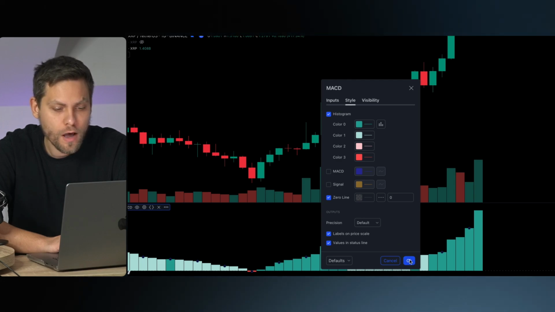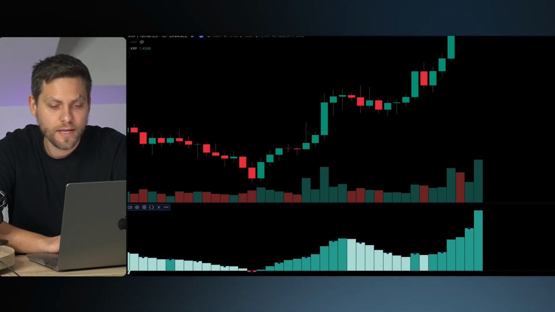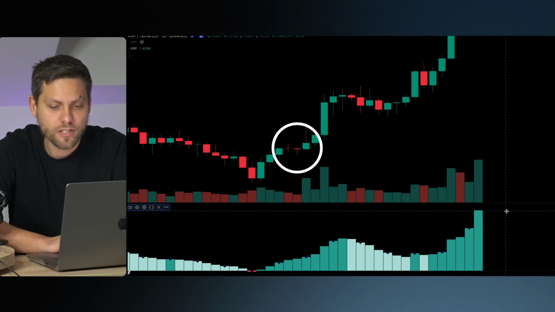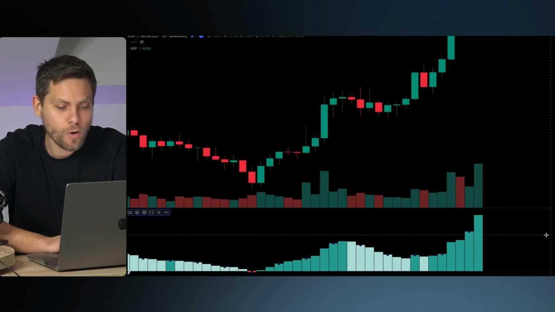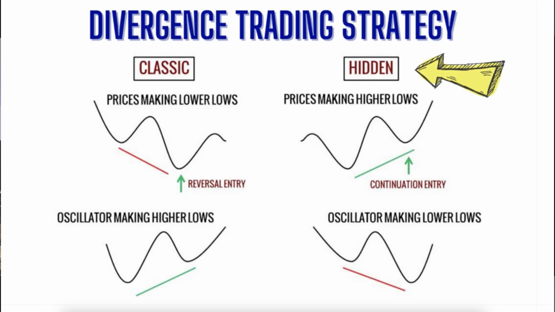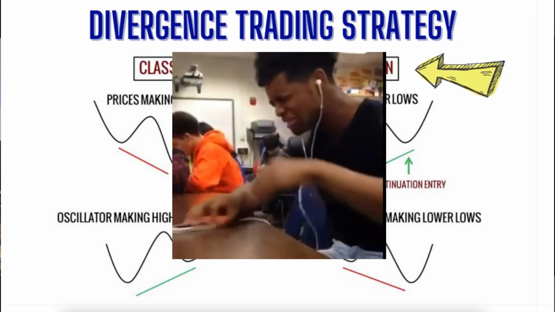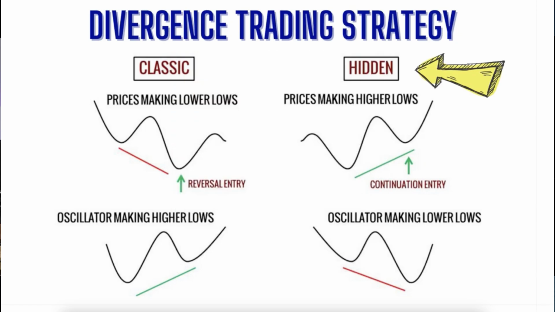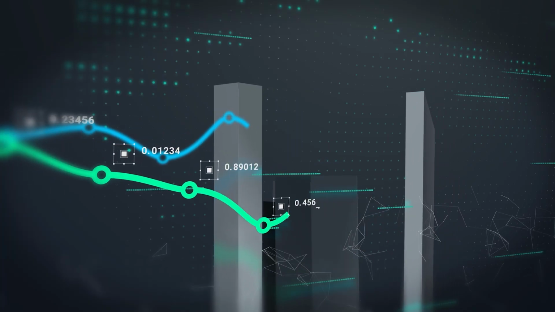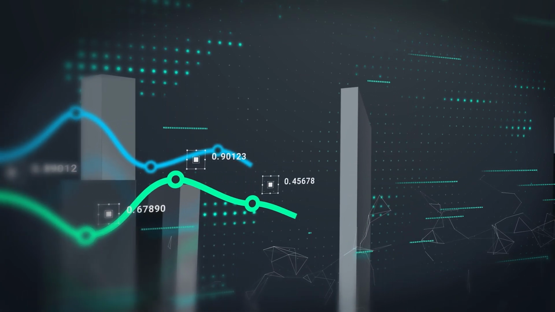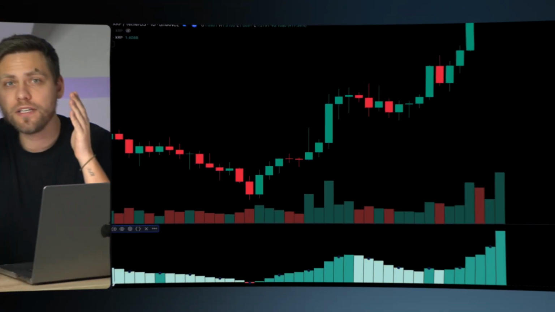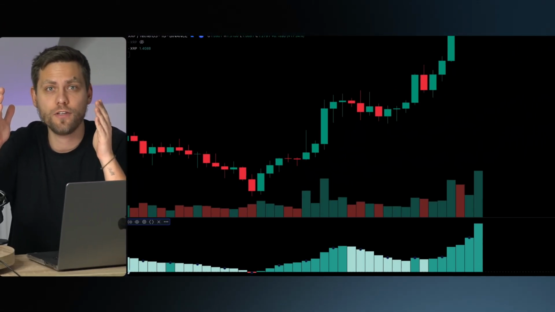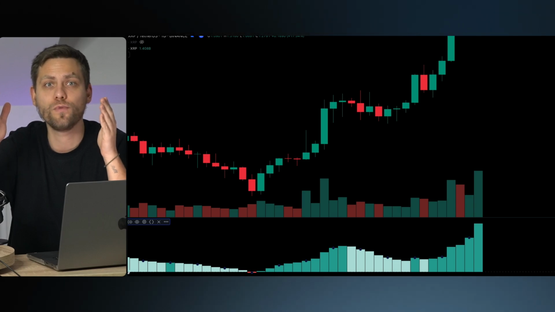What we want to look out for here is the price printing a higher low and the histogram of the MACD printing a lower low. This is what we call a hidden bullish divergence, and they can be pretty hard to spot. So don't worry. If you want to, feel free to pause this video now and study this one for a bit. But what a hidden bullish divergence basically does is indicate a continuation to the upside. So that is yet another bullish sign you can use together with the bull flag pattern.